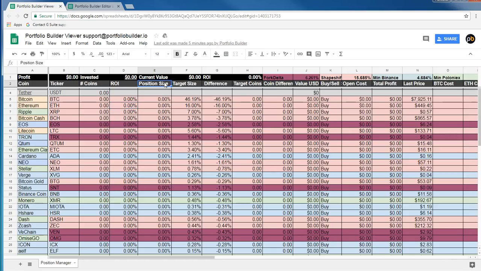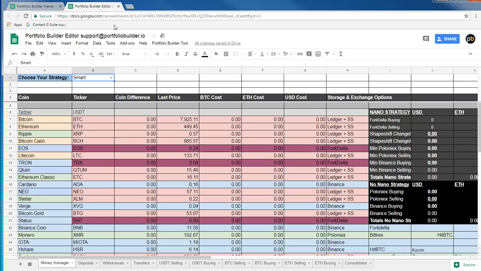Position size just says that for every dollar you have in your current value, this is what percentage of it is held in this coin. So this is fluctuating as the price changes, as well as when you buy or sell coins. That will make the position size go up or down.